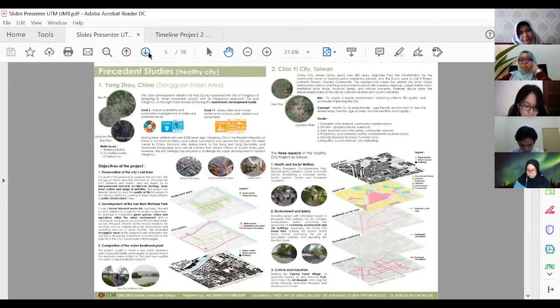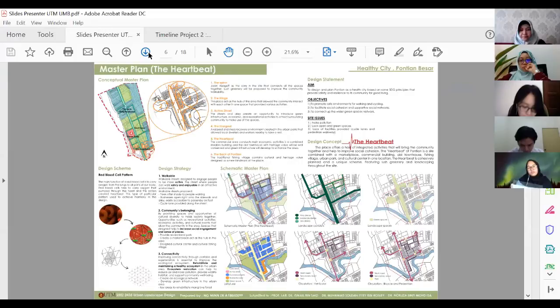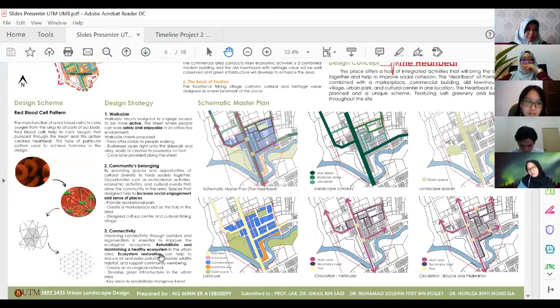These are some of the ideas that I will implement in my design in Pontian Besar, and I call my area the heartbeat. Okay, before I move to my design statement, the heartbeat is located in Pontian Besar at the south part, near the river called Sungai Pontian Kecil.